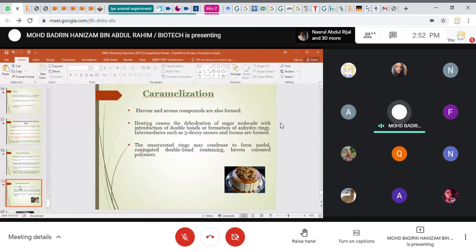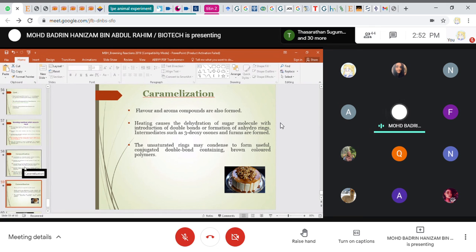Flavor and aroma compounds are also formed. Heating causes the dehydration of sugar molecules with introduction of double bonds or formation of anhydro rings. Intermediates such as 3-deoxyosone and furan also form. Sometimes the products can be similar, sometimes different, because it produces lots of different products. The unsaturated rings may condense to form useful conjugated double bond containing brown colored polymer.